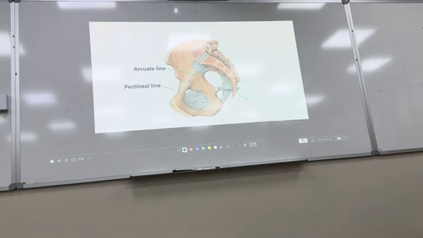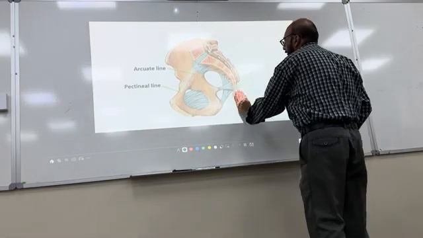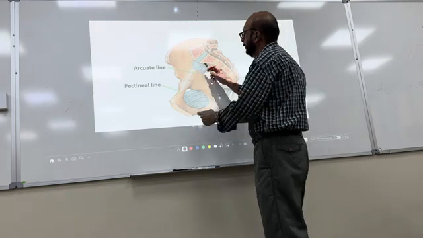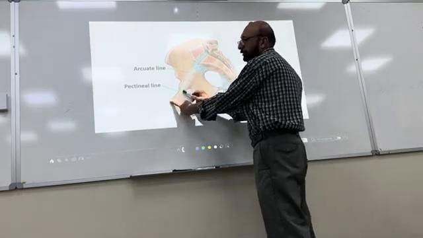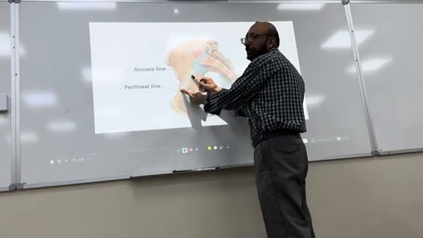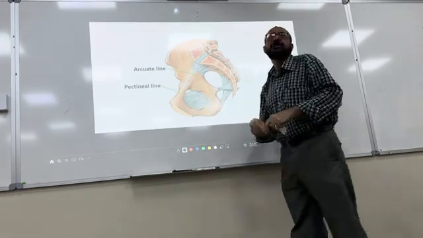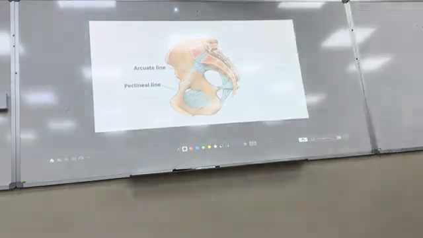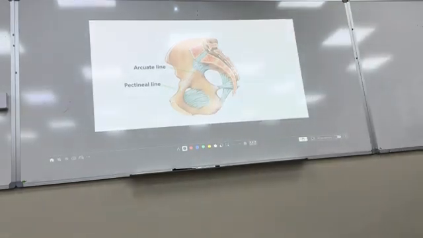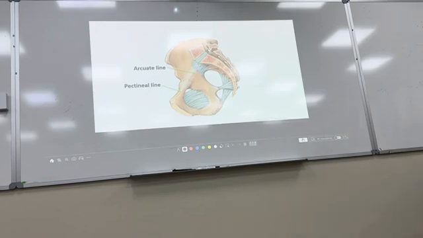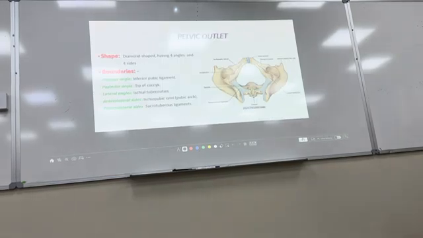This is to show you ilial and here. This is pubic bone, this is pectineal line, arcuate line, collectively also known as iliopectineal line. Some books say iliopectineal line, and that is also a very valid nomenclature. Very valid. Okay, pelvic outlet.